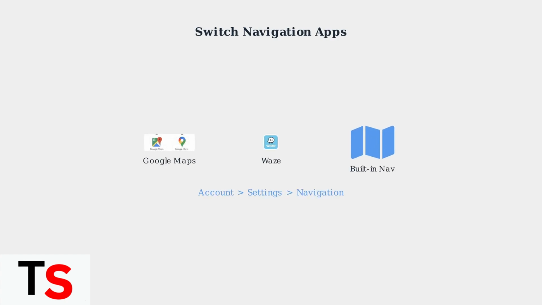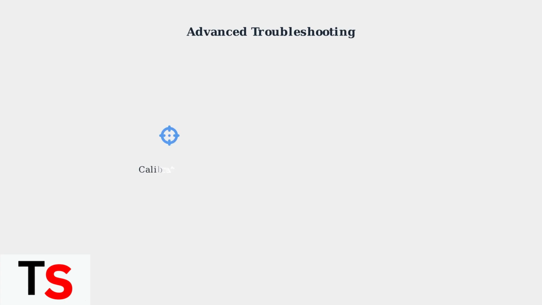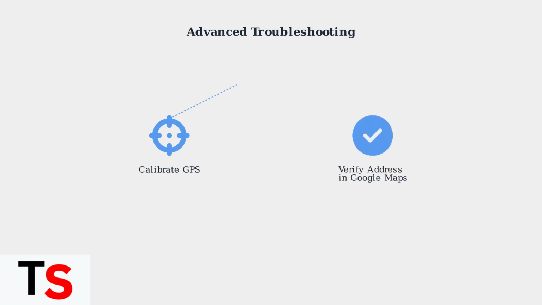In the DoorDash app settings, try switching between different navigation options. You can choose between Google Maps, Waze, or the built-in navigation system. For advanced troubleshooting, verify that your address is correctly listed in Google Maps. You can also calibrate your device's GPS by navigating to a nearby location in Google Maps.